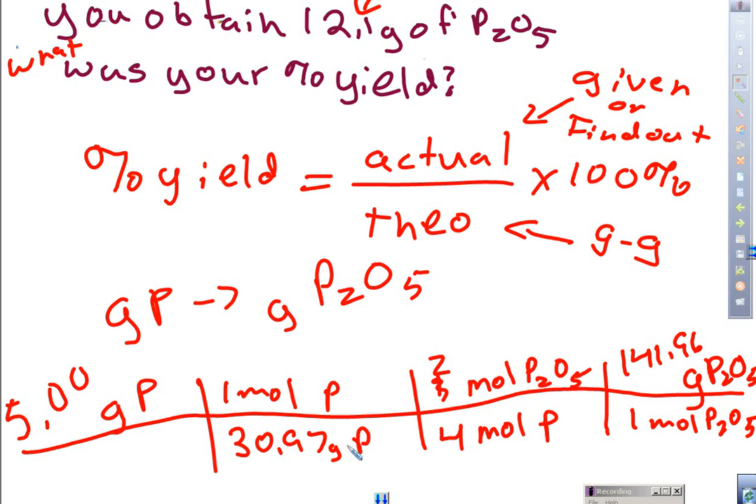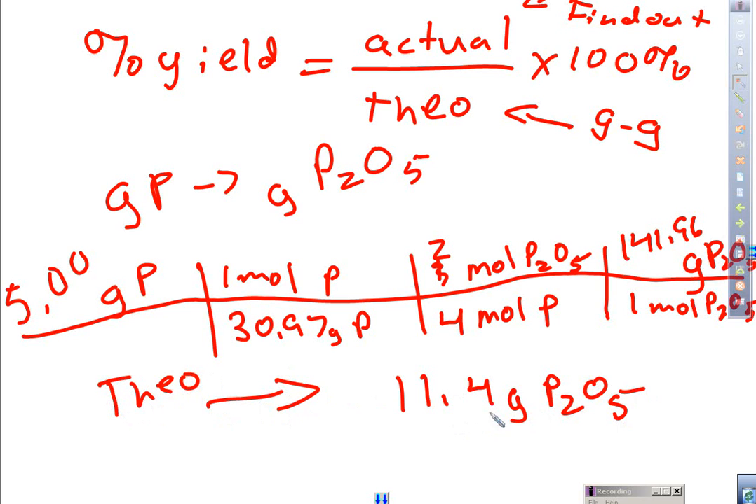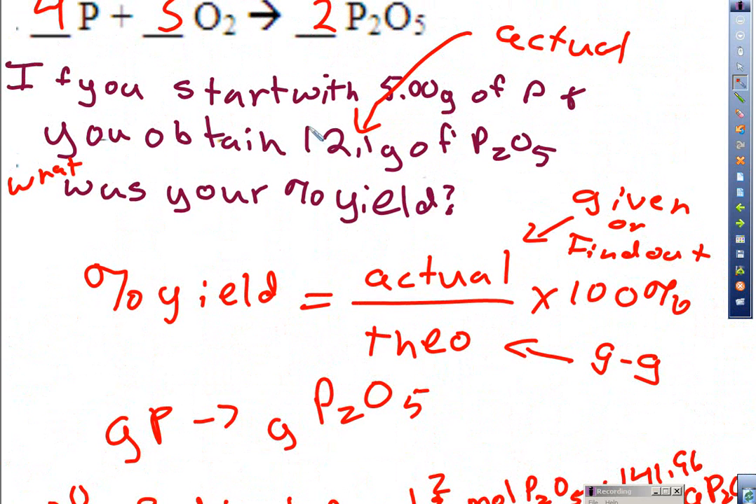So, multiply through, divide by the bottom, tell me what you get. So you get 11.4-ish grams of P2O5. So this right here, theoretically, this is what we should get, 11.4 grams of P2O5. But what we actually got in the problem was 12.1 grams. That's okay.